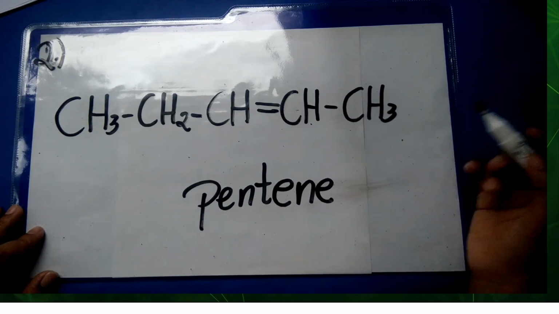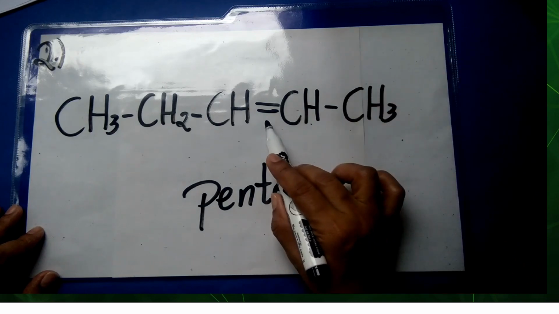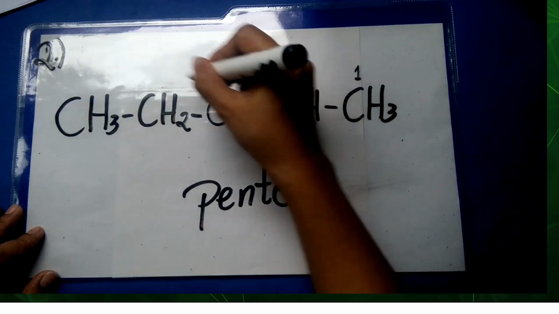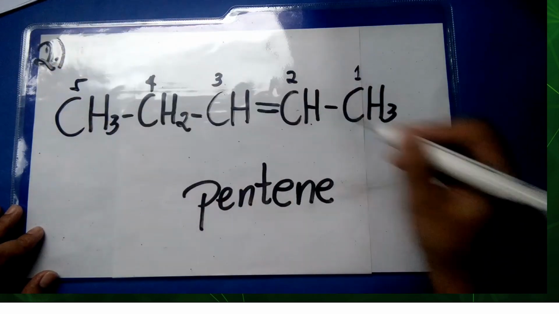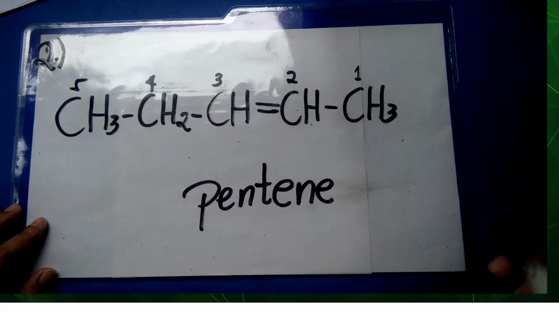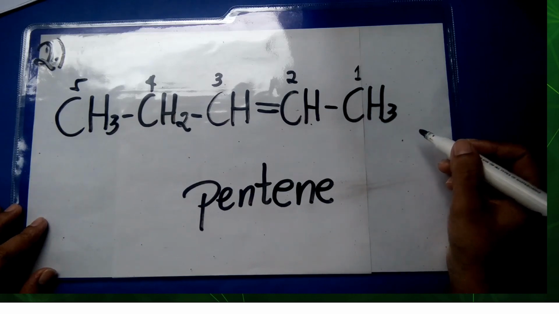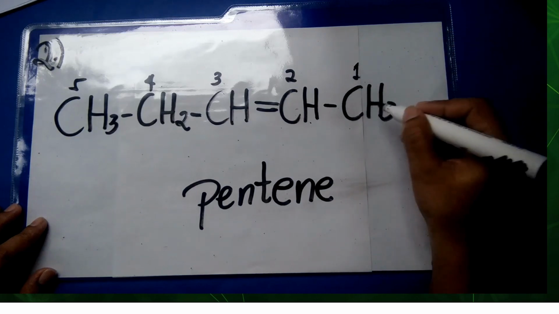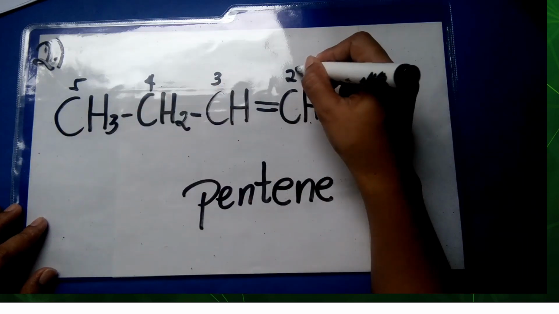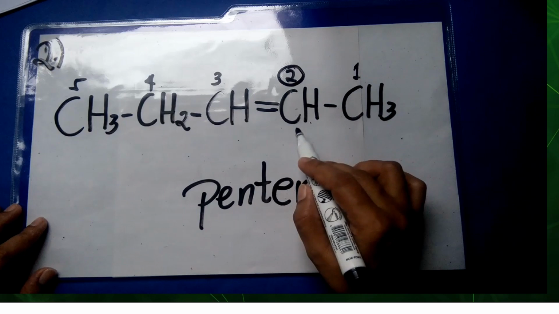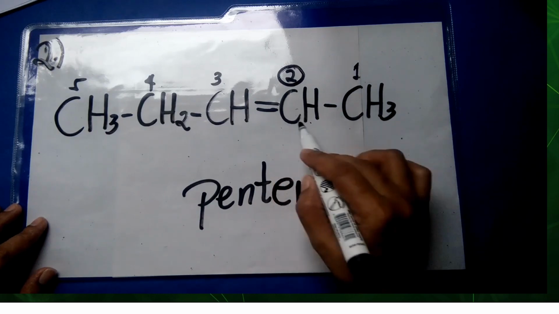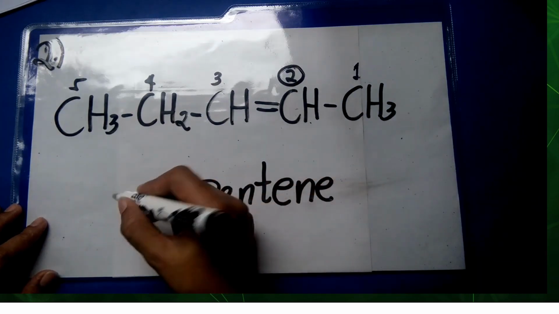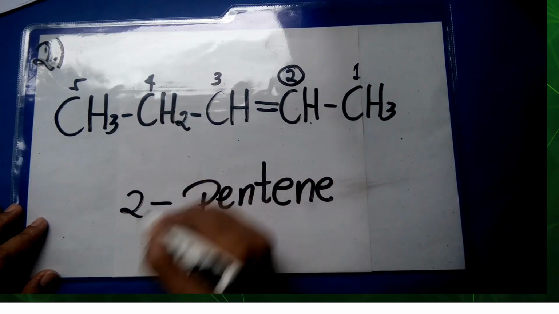So saan po tayo pwede magsimula? So dahil nandito yung double bond, check natin dito. So we have 1, 2, 3, 4, and 5. So dapat po pinakamababang number of carbon atom yung ating kukunin. So writing the number starting at the right, going to the left, the double bond is connected to the second carbon atom, right here. Okay, so we have 2-pentene.